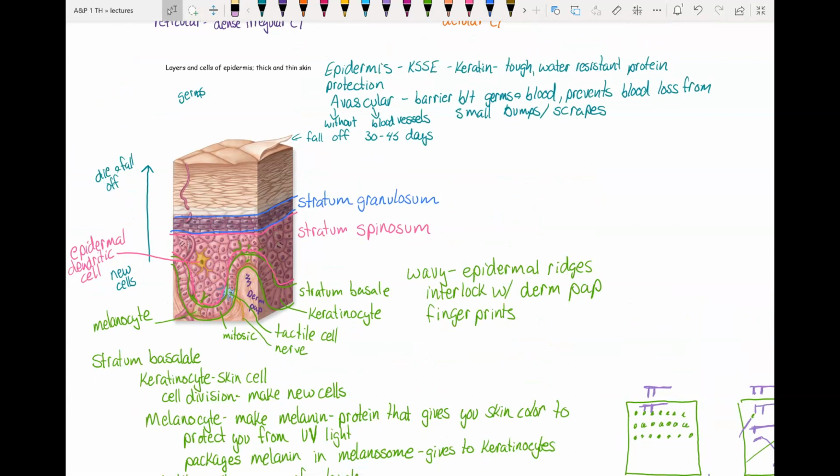Then the next layer that we move up to is the stratum lucidum. And this layer is not necessarily found all over the body. It's only in certain parts. So this is stratum lucidum.